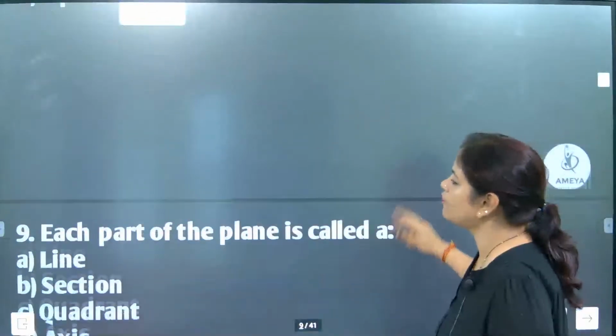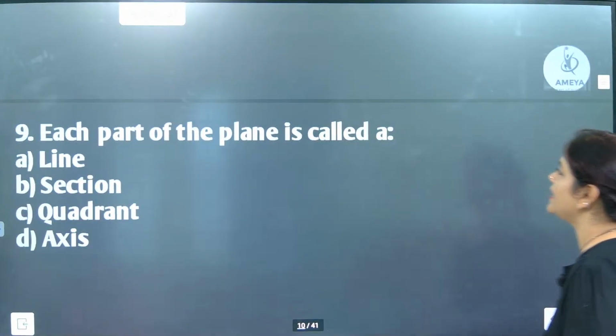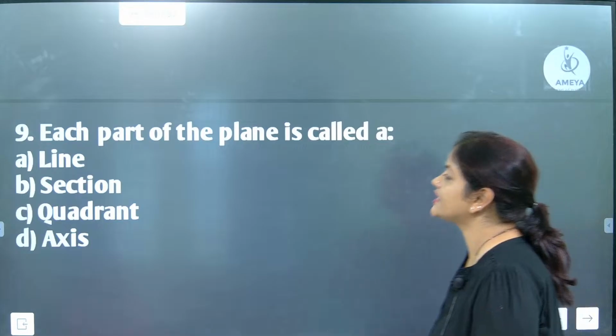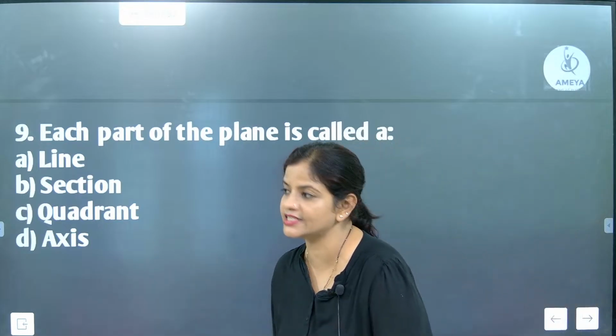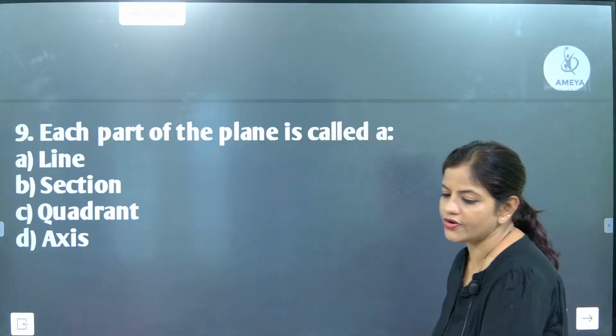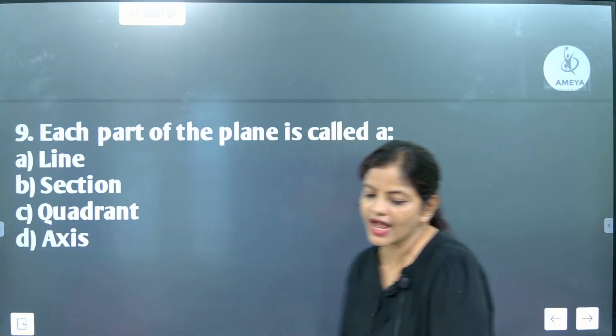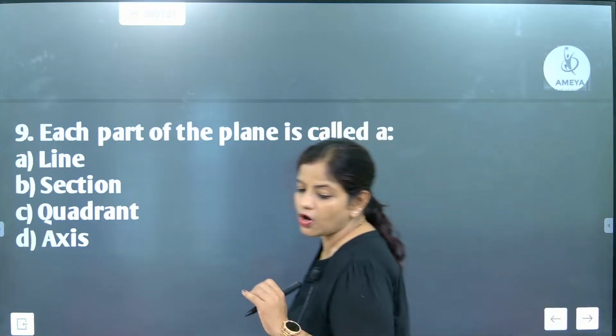Clear? Now we will go for the next. Each pair of the plane is called a line, a section, a quadrant or an axis. What is it called, beta? Quadrant. Absolutely correct. Beta, it will not be considered as a line.